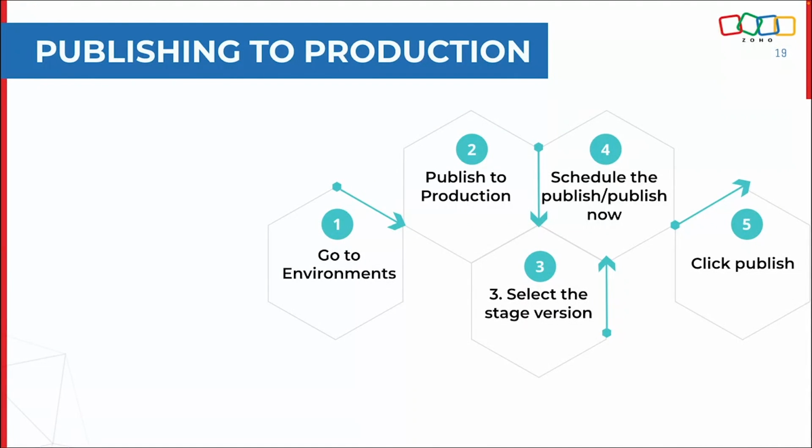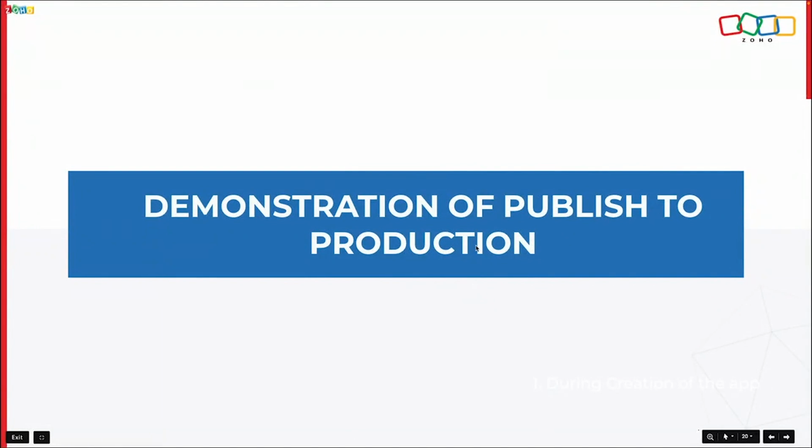And a version is a collection of apps that the changes have been made to them, which have been published to the stage at a certain time. So I will explain it to you in the demo. And here we can schedule the publish or we can publish it instantly. And we can click the publish button and the publish will be initiated. So let us have a quick demonstration of how to publish apps from stage to production.